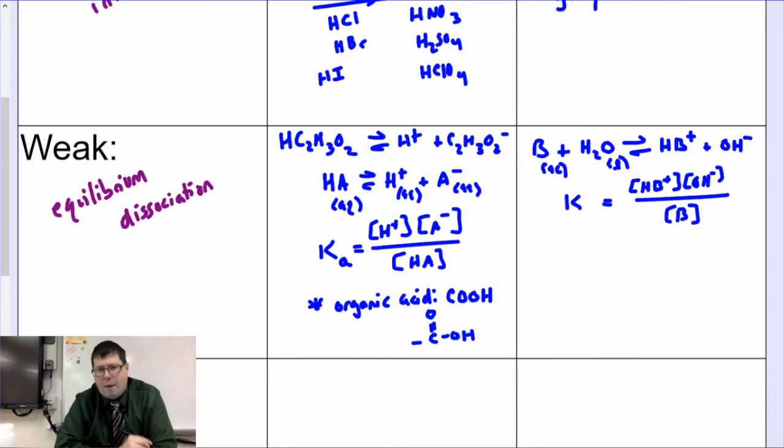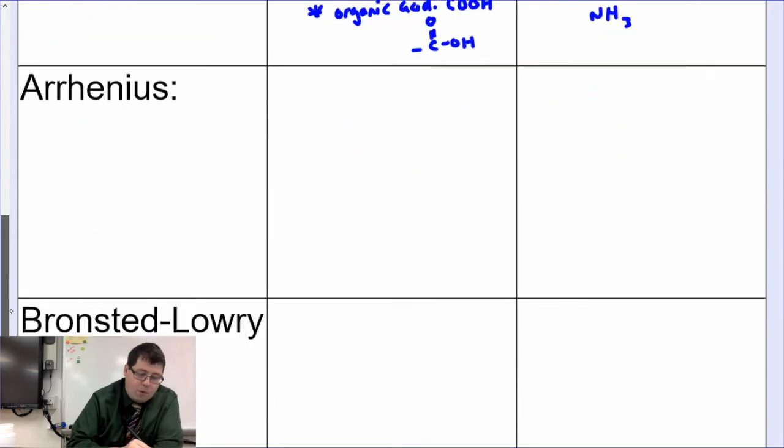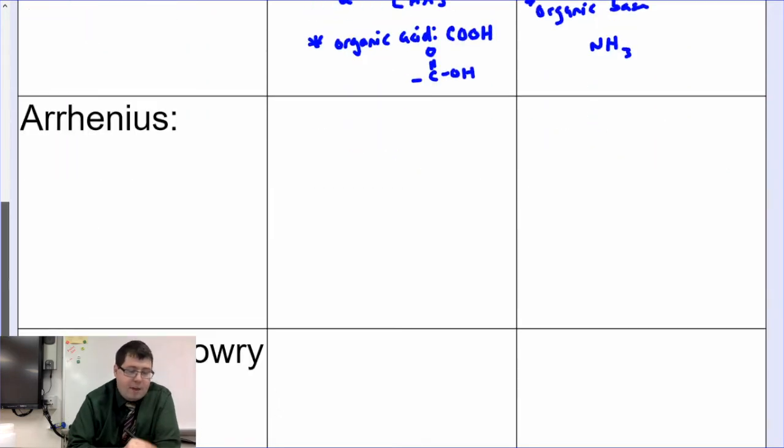Now, a common example of this base is going to be some type of an organic base. And an organic base is often NH3, because NH3 is very able to accept a proton. And in fact, we're going to take a look at that equilibrium in just a second here. Now, very quickly, I'd like to go over the Arrhenius and Bronsted-Lowry theories of acids and bases, because we're going to see these a lot.